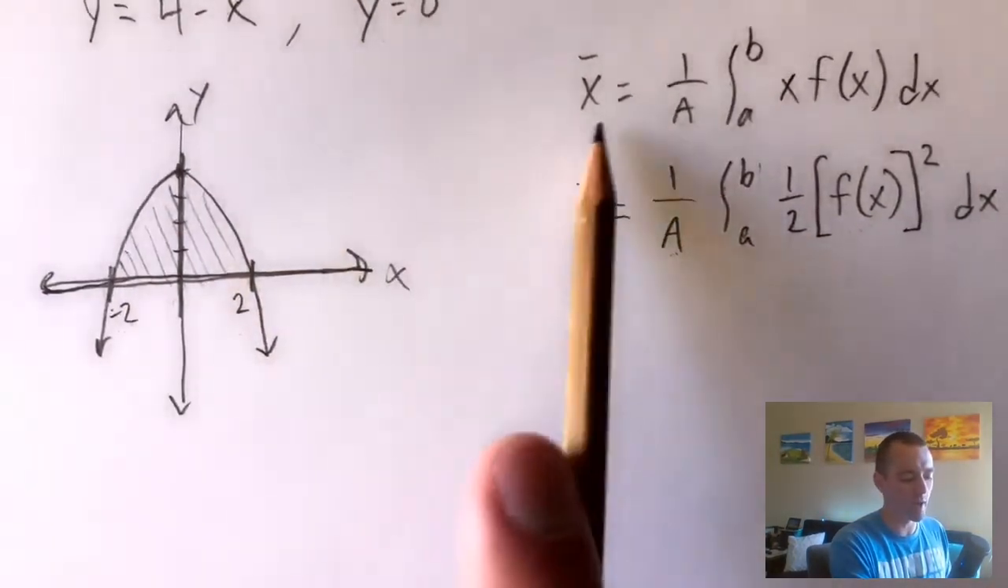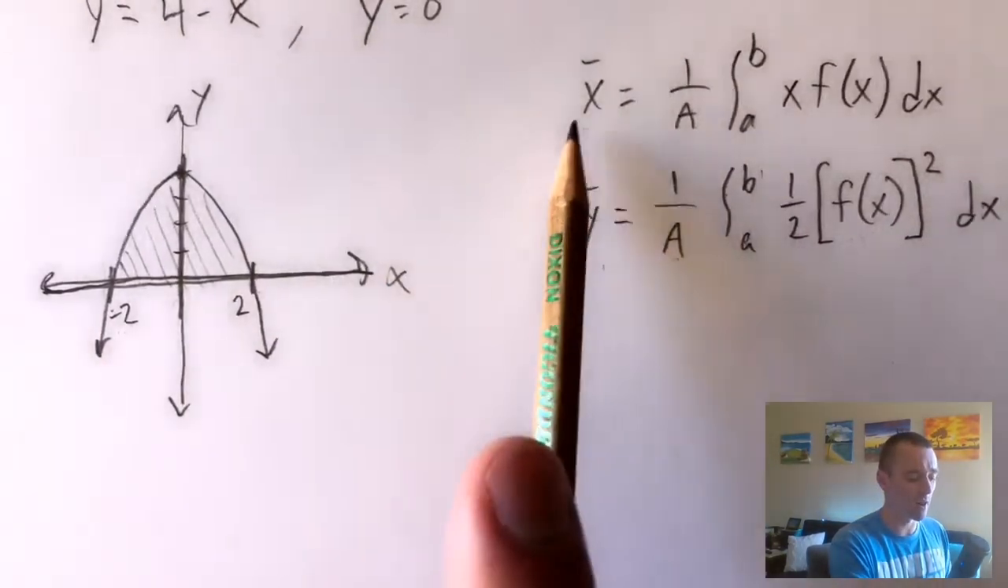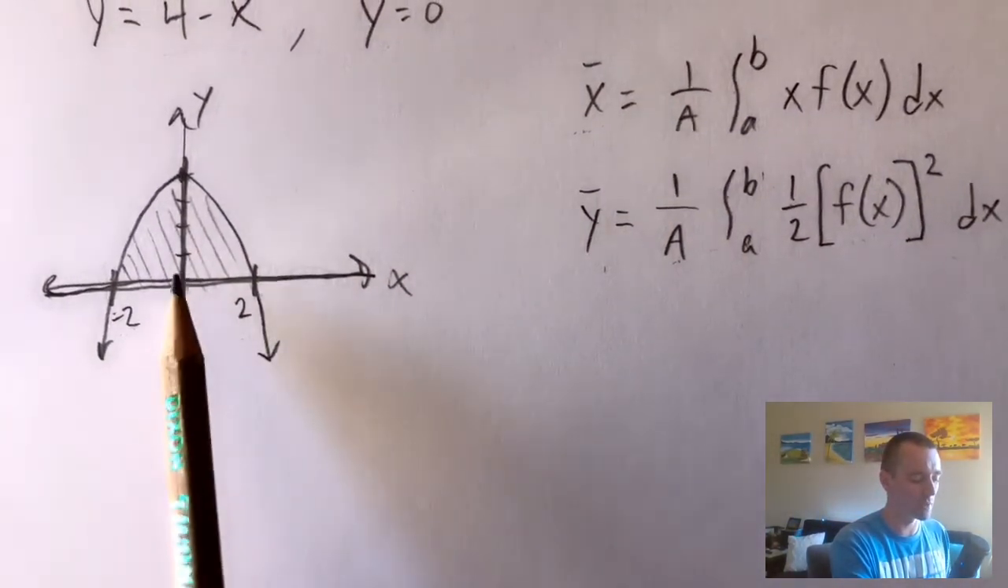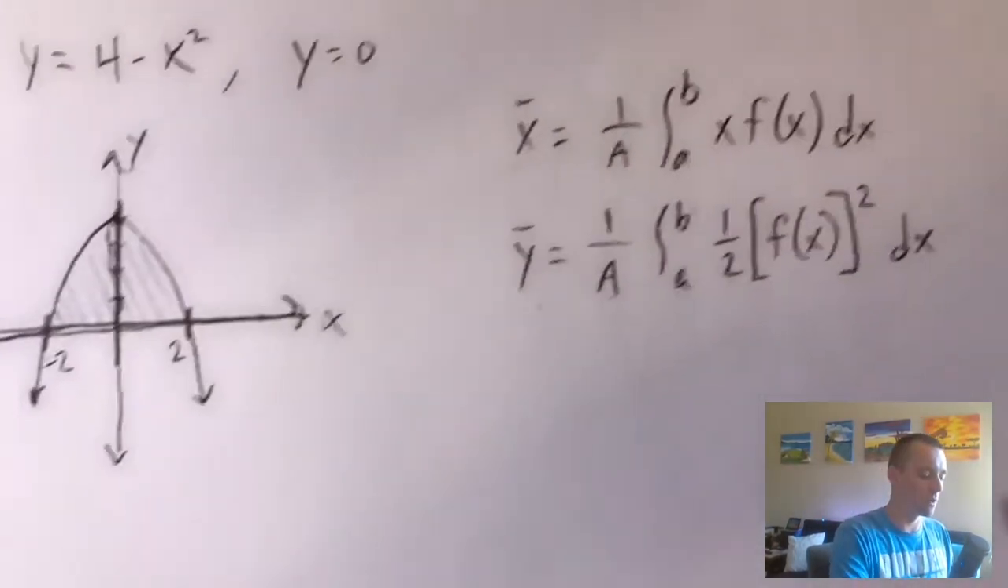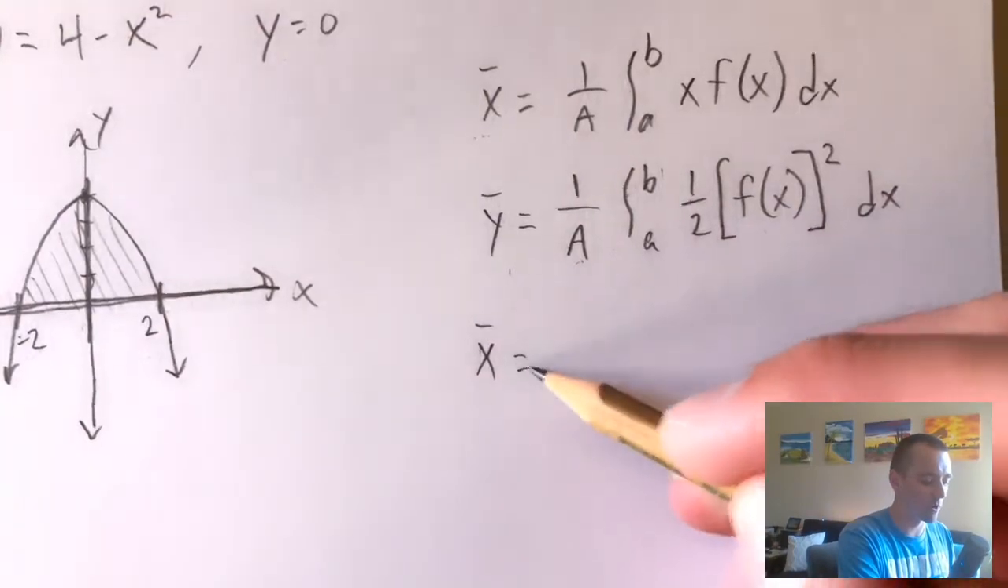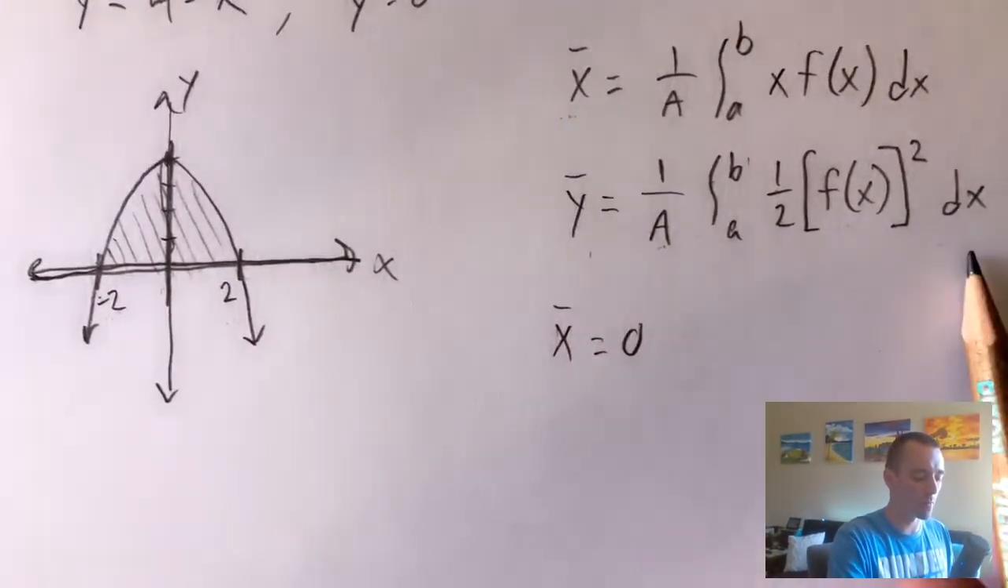So as a result, we already know right off the bat, without doing any calculations, that our x bar is going to be 0 because this line of symmetry is at x equals 0. So in this case, we already know that x bar is 0. So all we really need to do is use this formula to calculate y bar.